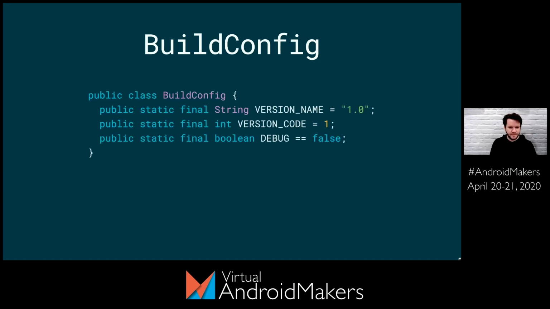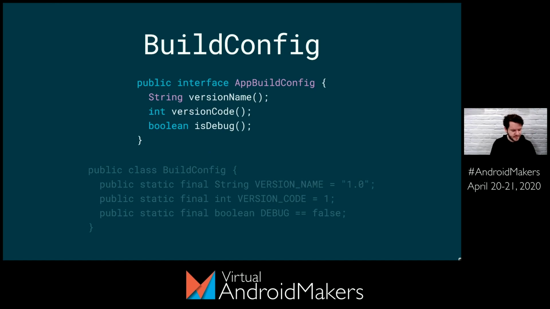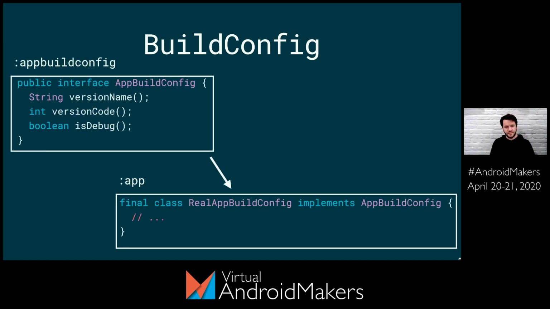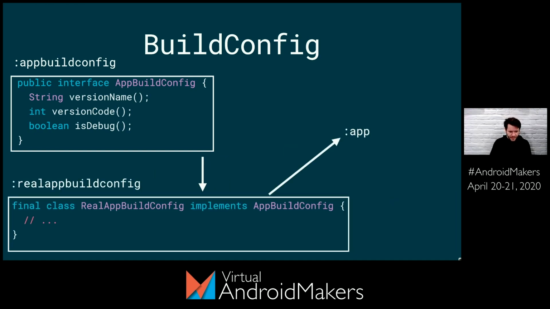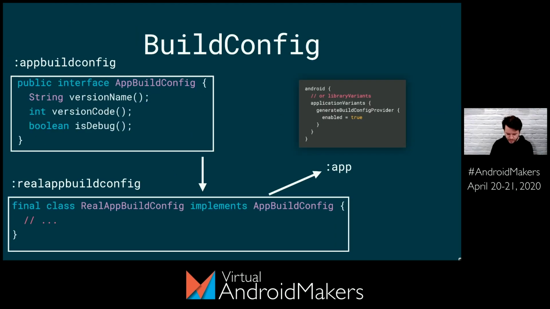So with build config, you're probably familiar with it from past projects. You get just a bunch of static constants. So pulling out an interface is very easy to do just from eyeballing it. You can put that interface into an API module, and you can then even pull out the implementation of it into another module and just make your app depend on it. It's very easy to set up, and then you can even run through and disable build config generation on any other project that doesn't have the real one.